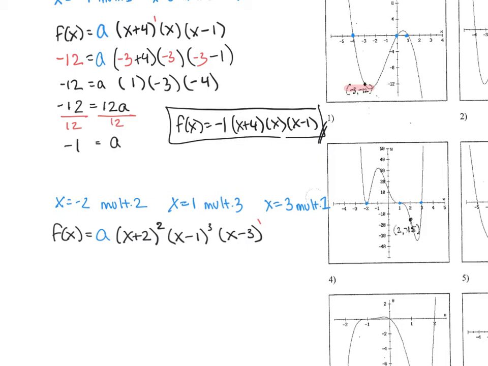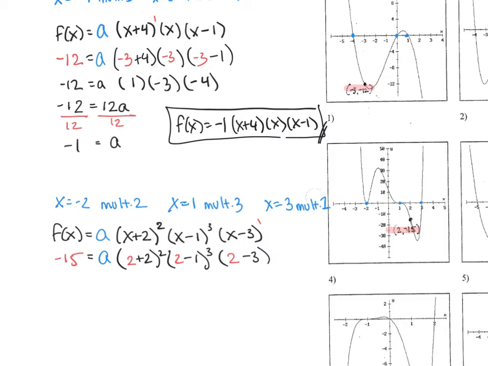Now, when I get to this point, I'm like, I don't know what a is. So we're going to use this point of 2, negative 15 to plug in and solve. So we're going to have negative 15 as our y value is equal to an a value we don't know times 2 times 2 squared, times 2 minus 1 cubed, times 2 minus 3. So I'm plugging in a 2 everywhere I see an x.